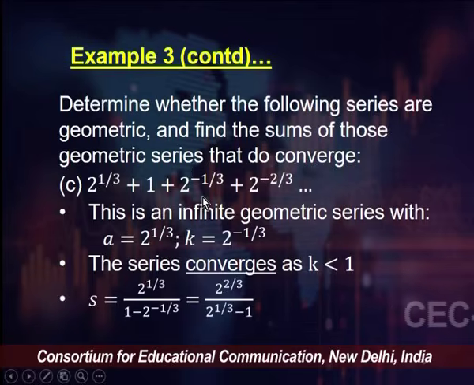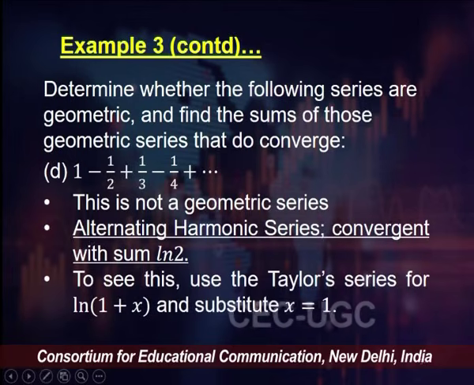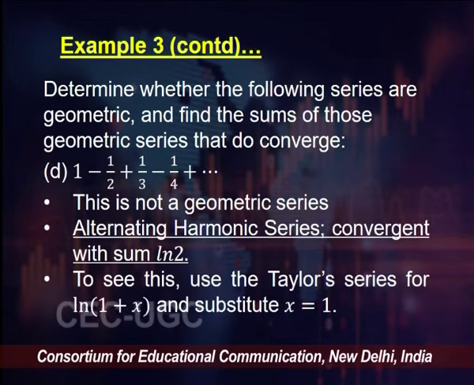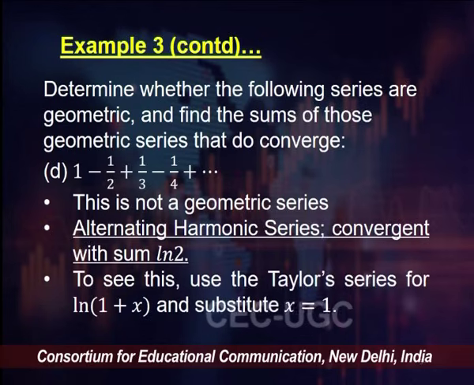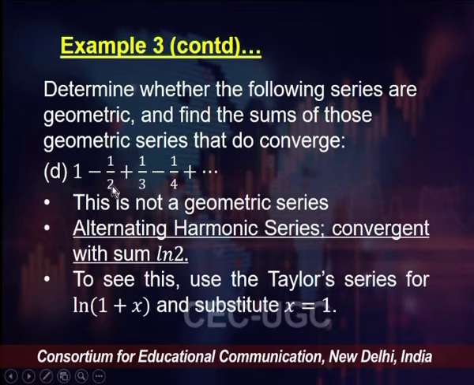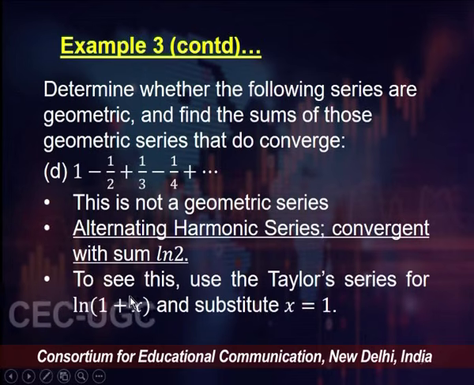Now, this is an interesting problem. We have this series 1 minus 1 by 2 plus 1 by 3 minus 1 by 4 plus 1 by 5 minus 1 by 6 and so on. This is not a geometric series. You can't see a common ratio here. If you divide any term like minus half with its previous one, you will get a minus half, but when you divide 1 by 3 with minus 1 by 2, you will get something else. So, this is not a geometric series.